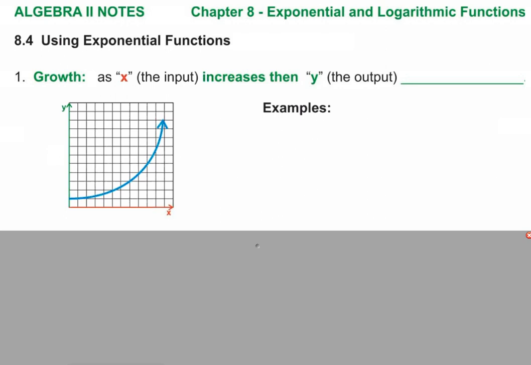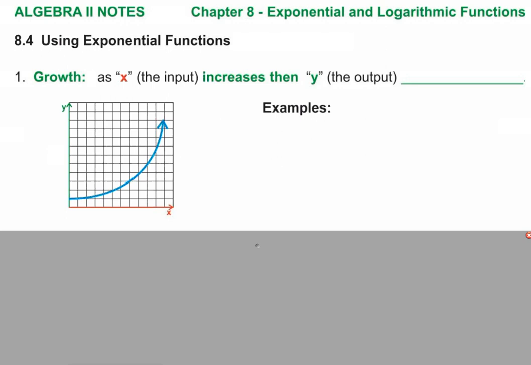Okay, so 8.4, using exponential functions. All right, again, you got to make sure that you understand what the look is of a growth and a decay. And remember, the whole key is the output. What's happening to the output? And again, what's happening in the output as the input increases?